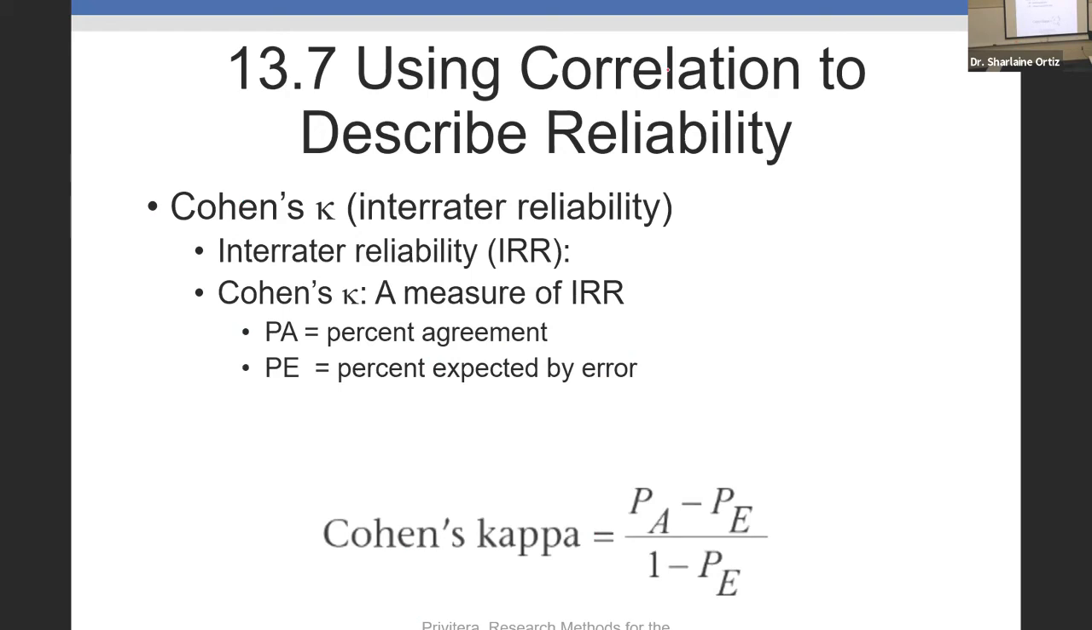So now let's talk about Cohen's kappa. In this specific case, we talked previously about internal consistency, but now we're going to talk a little bit more about interrater reliability. And what is interrater reliability?